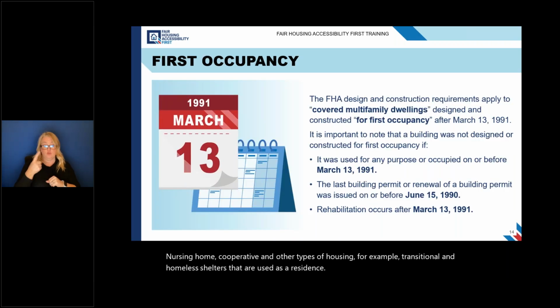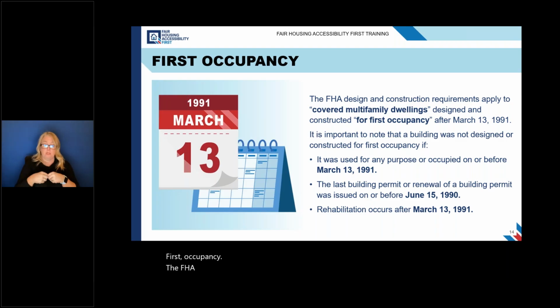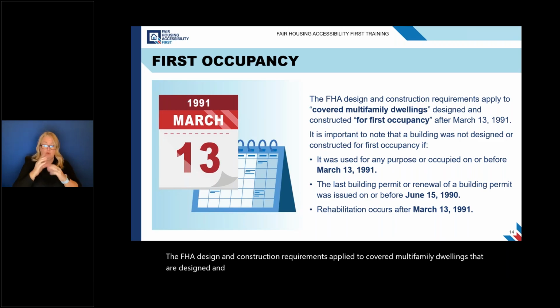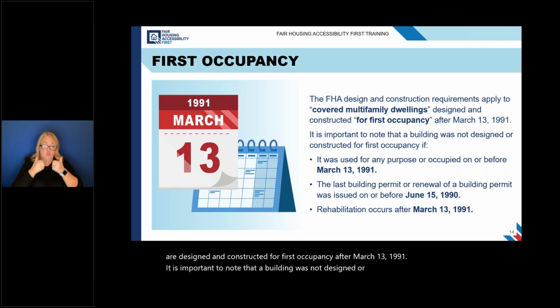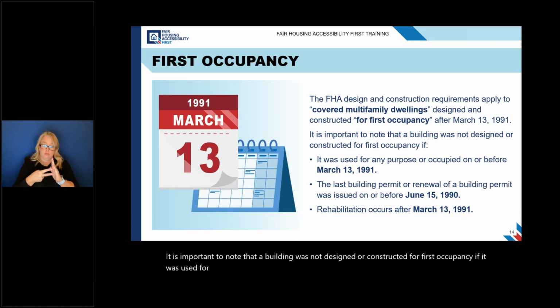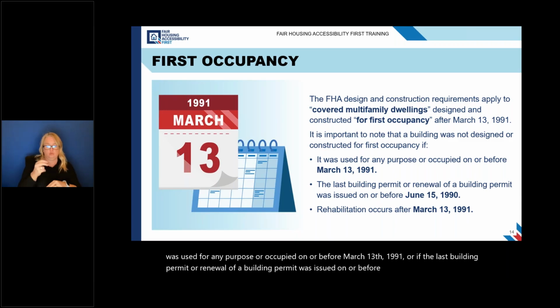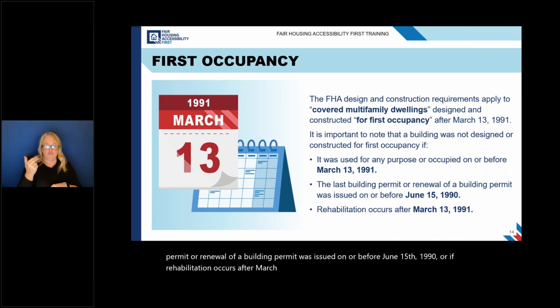First occupancy. The FHA design and construction requirements apply to covered multifamily dwellings that are designed and constructed for first occupancy after March 13, 1991. It is important to note that a building was not designed or constructed for first occupancy if it was used for any purpose or occupied on or before March 13, 1991, or if the last building permit or renewal of a building permit was issued on or before June 15, 1990, or if rehabilitation occurs after March 13, 1991.